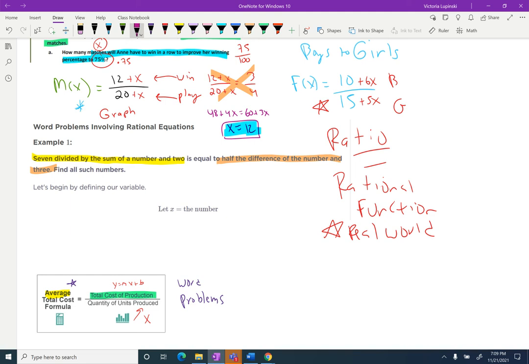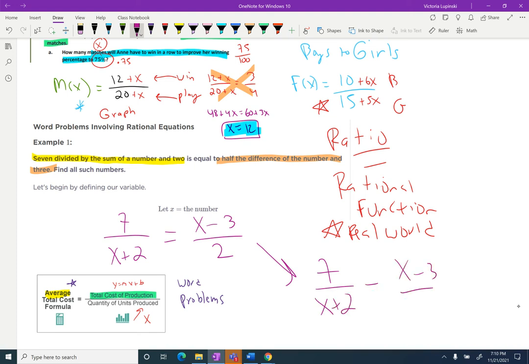If I go ahead and try to convert the yellow, I would say that 7 divided by the sum of a number and 2. So that would be 7 over x plus 2. Then let's say that it has to be equal to half the difference of the number and 3. So the difference of the number and 3 would be x minus 3. To take half of that would be (x minus 3) over 2. Again, if you had some kind of a word problem that involved this, you would now want to put them on the same side. So you'd want to have 7 over (x plus 2) minus (x minus 3) over 2.